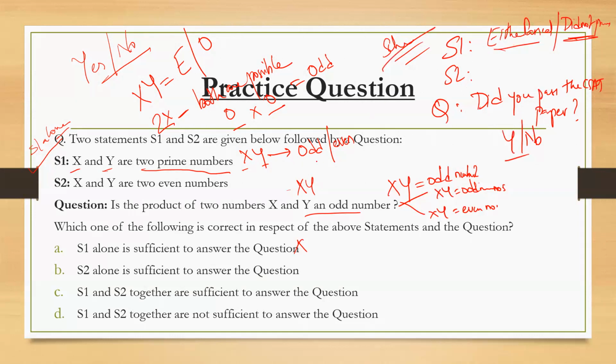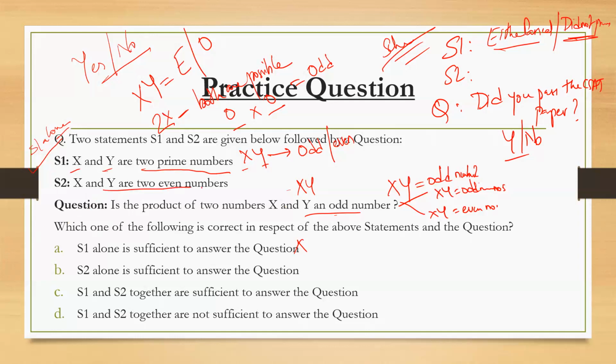Okay, so the same way here, it is saying XY is an odd number. When we see the case here, it is either odd or even. So we are not getting a definite answer. So statement 1 does not answer my question. Fine. I hope this is clear. Now come to the second statement.